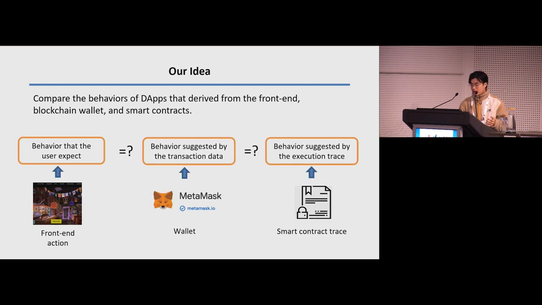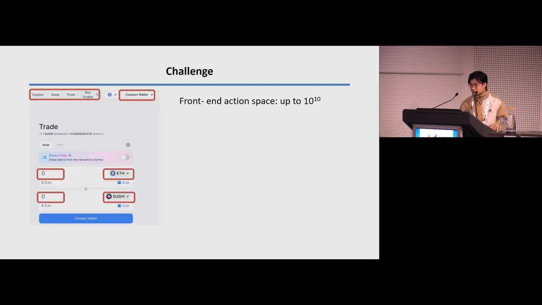The user's actions on the front end reflect their intention and expectations. So when the behavior the user expects mismatches the behavior suggested by the transaction data or the execution traces of the smart contracts, from the user's perspective, they will feel the DApp has inconsistent behaviors and is very confusing.